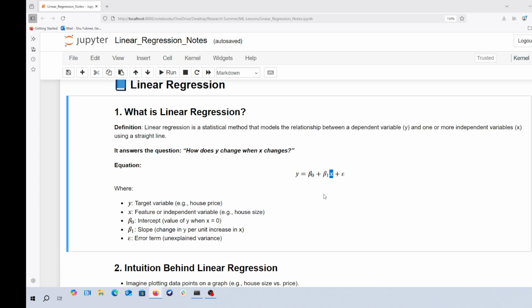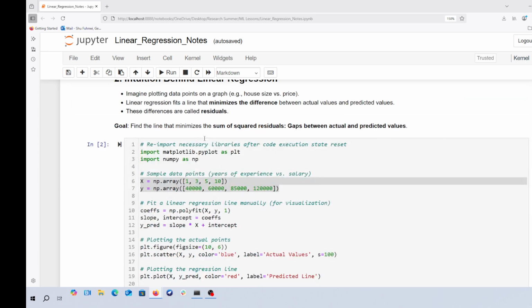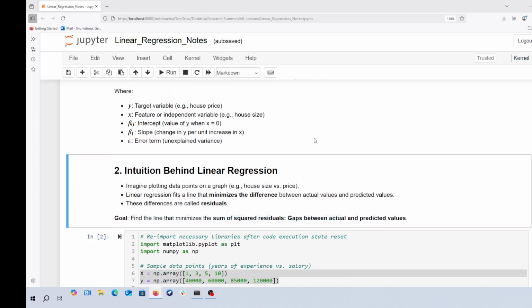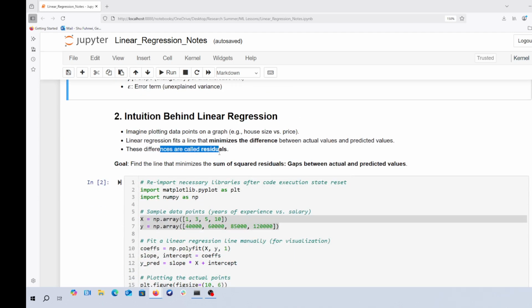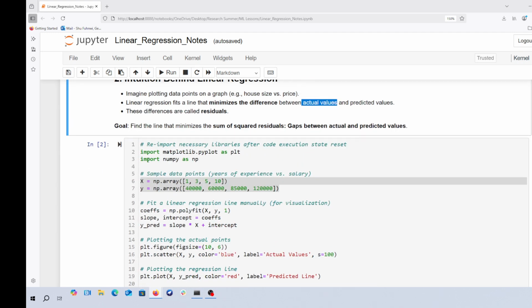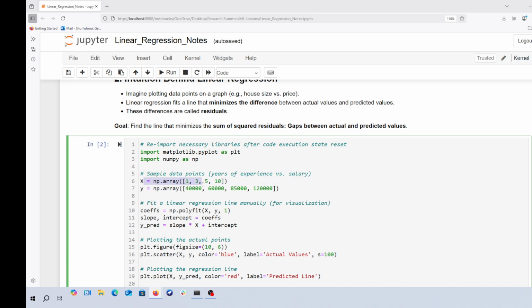This input is the years of experience. So that difference that we are trying to minimize, which is what we call this error as we move ahead, is also called the residual. Most of the time we are trying to minimize the squared difference between those predicted values and the actual values.